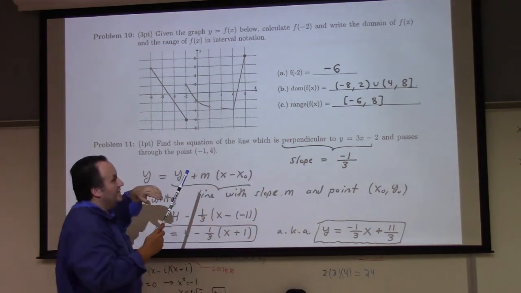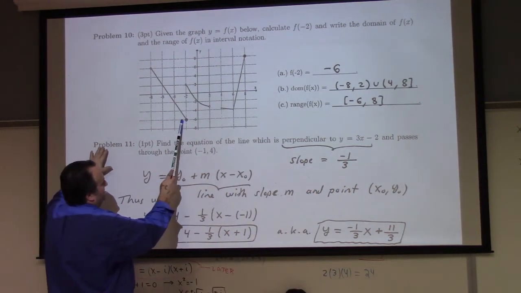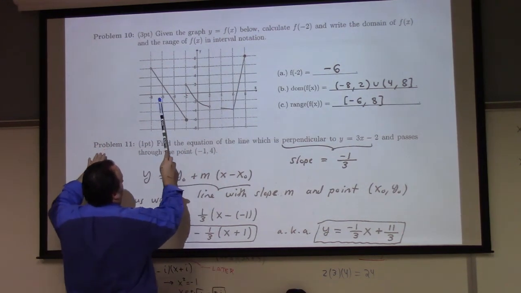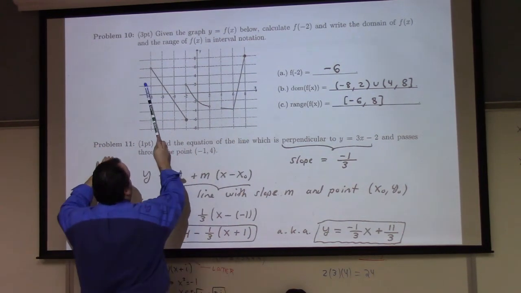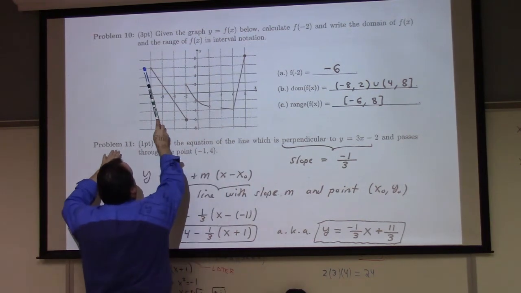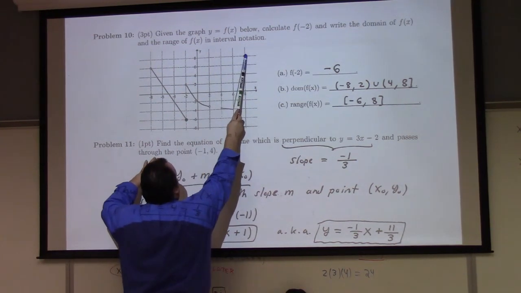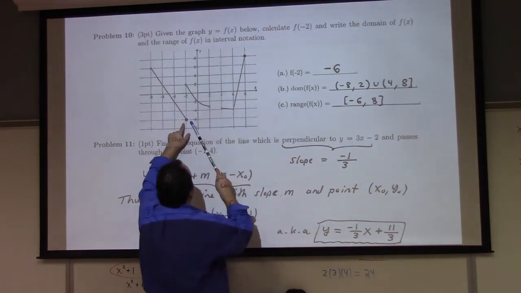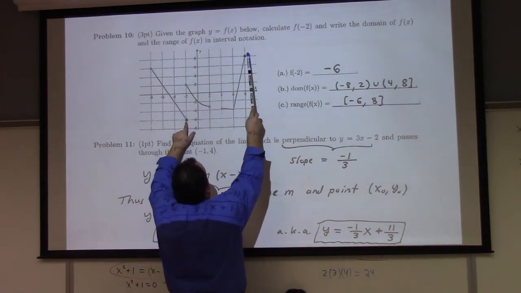The range, if you look at it, we start at -6. That's the low point, right? And you go up and you look for y values. Anything missing? Nothing missing, right? I get up here to 8. That's the high point. So the range is -6 to 8. Both of them included because there's a solid dot here and a solid dot there.